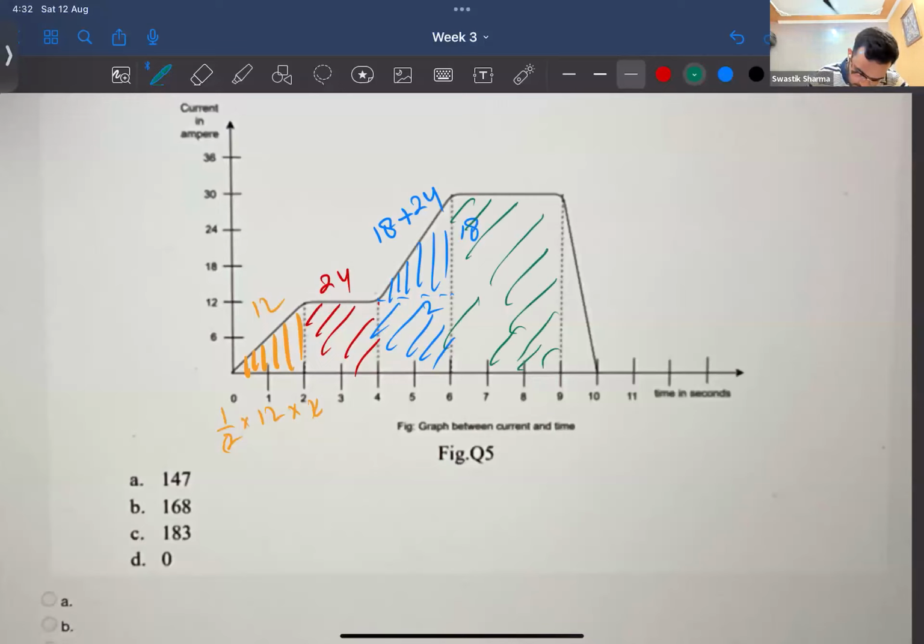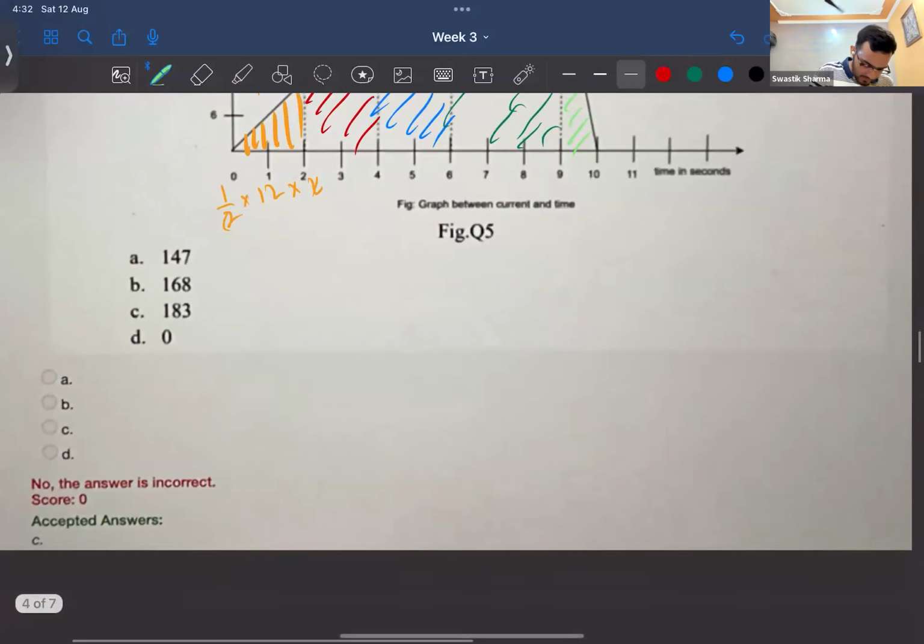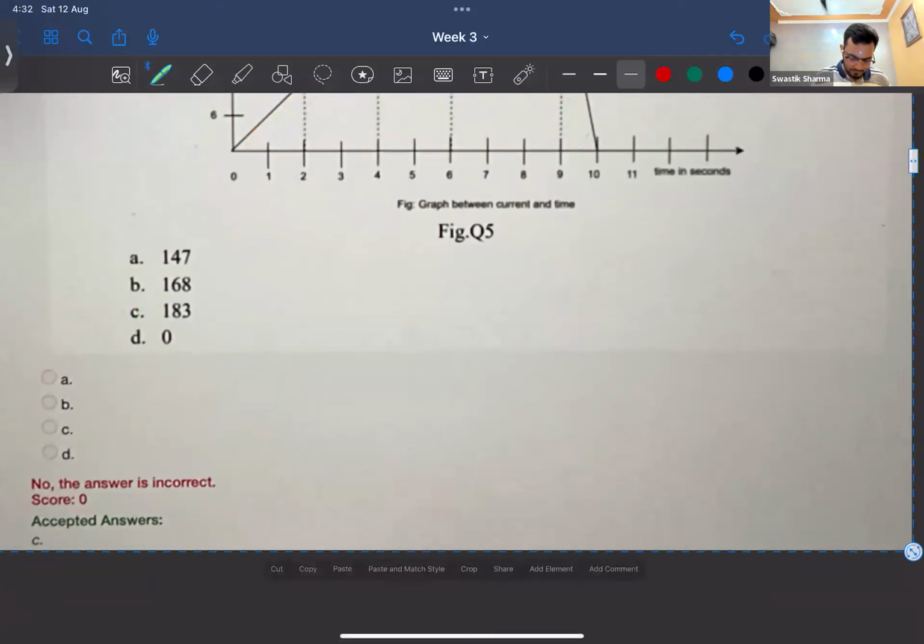So this is what? 3 into 30, 90. And this is a triangle. This is half into 30 into 1, which is 15. So if we add all of this together, what does it come out to be? 24 plus 18 plus 24 plus 19 plus 15. It comes out to be 183, right? And that's the correct answer.